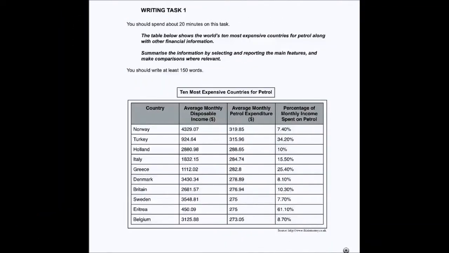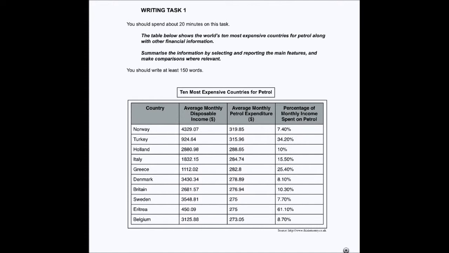Here's a table. Tables appear quite regularly in the IELTS writing Task 1. At first glance there's a lot to take in, there's a lot of information, but by reading the rubric carefully and analysing each column, breaking it down makes it a lot more manageable. So this table shows the world's 10 most expensive countries for petrol, along with other financial information.